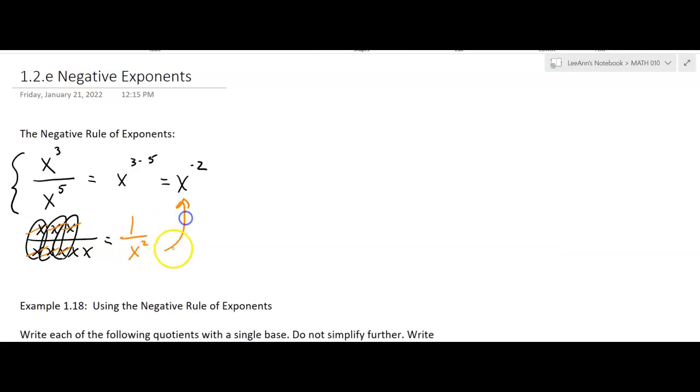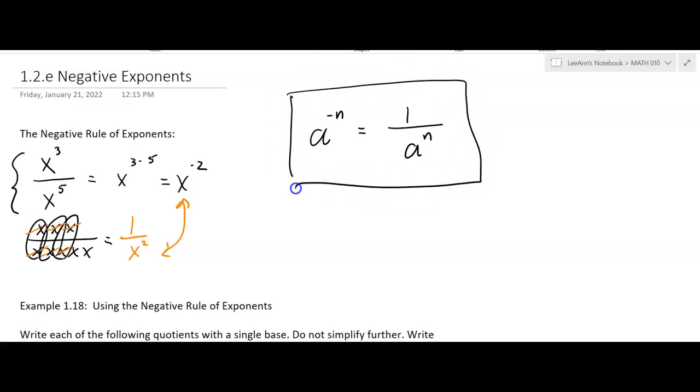So these two things have to be equal to each other. So the rule says this. It says if you have a to the negative n, then that's 1 over a to the nth power. Okay? So a negative exponent means it goes in the denominator, unless it's already in the denominator, and then it goes to the numerator. But we'll get to some of those, I'm sure. Okay? So this is the rule. That's what a negative exponent means.